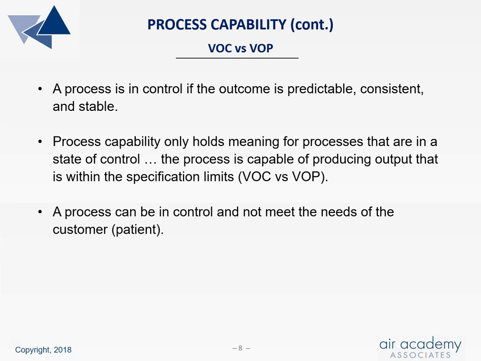A process is in control if the outcome is predictable, consistent, and stable. Process capability only holds meaning for processes that are in a state of control. The process is capable of producing output that is within the specification limits. Lastly, a process can be in control and not meet the needs of the customer or patient.